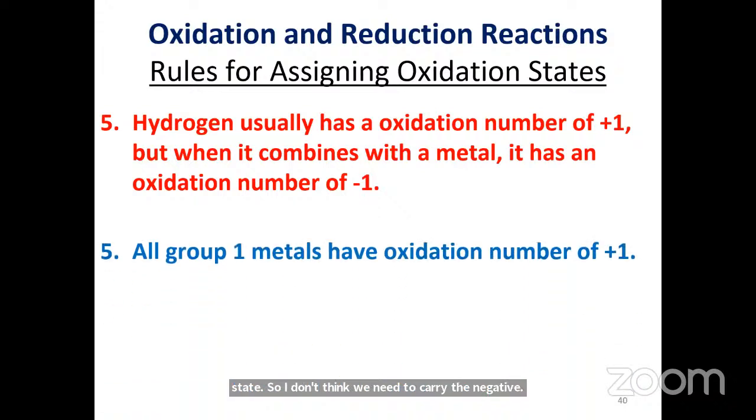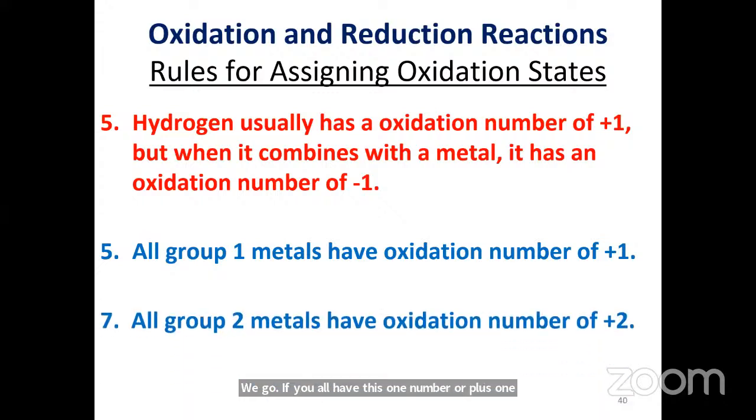All group 1 metals have oxidation number of +1. Group 1 metals, lithium, sodium, potassium, cesium, and rubidium, they all have oxidation number of +1. All group 2 metals have oxidation number of +2. Beryllium, magnesium, calcium, and so on and so forth. All the members in that group have oxidation number of +2.